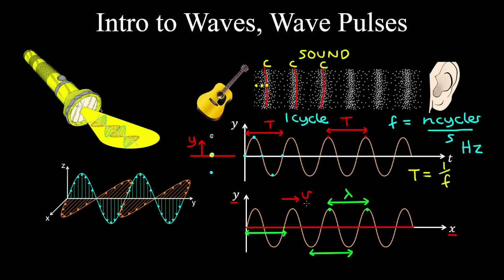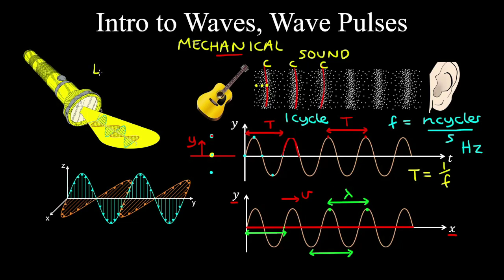So these two examples of a wave through a string and a sound wave are examples of mechanical waves, or in the case where we're looking at a single pulse, that's called a mechanical wave pulse. So mechanical waves or wave pulses require a medium to propagate. So here sound moves through air and a wave moves through a string.